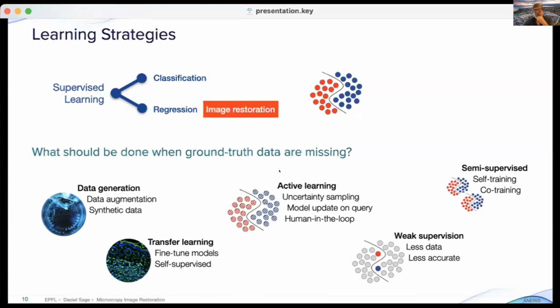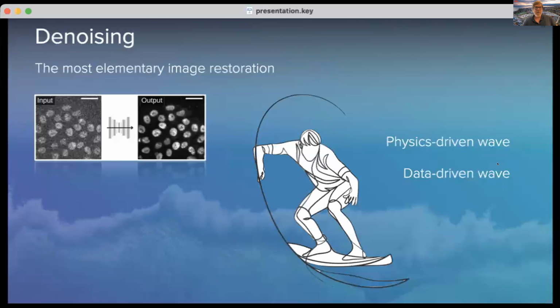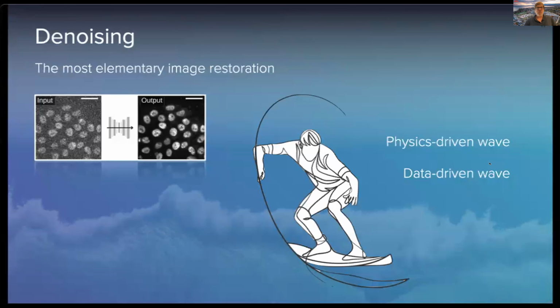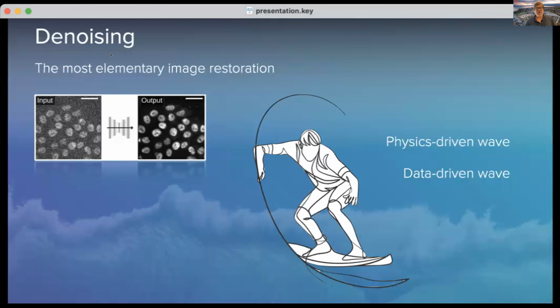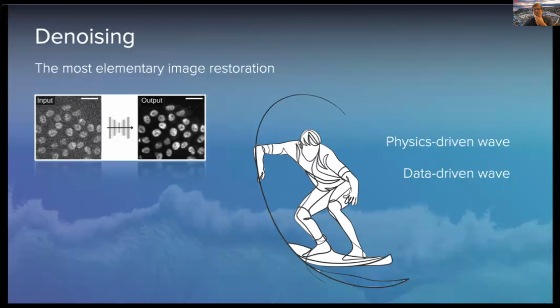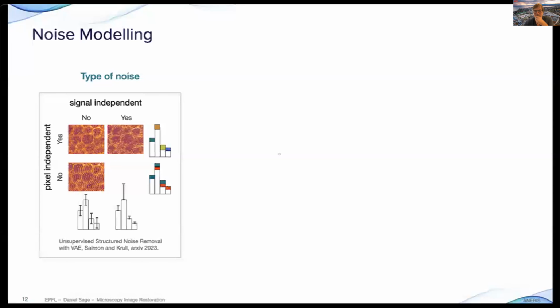Another way is to make active learning, which is a little bit more technical. So we rely on something that already exists, and we just try to increase the accuracy of the model, or use different models to take the best of both worlds. And there are other techniques which are more difficult to control, weak supervision and semi-supervised systems. I will go very fast on denoising, because I think it's the topic of Joran just right after, but it shows the most elementary image restoration that we have, and we can speak about the physics-driven and the data-driven approaches.